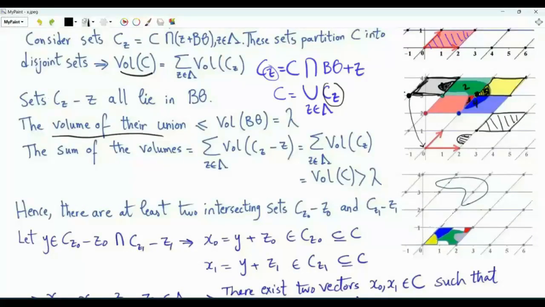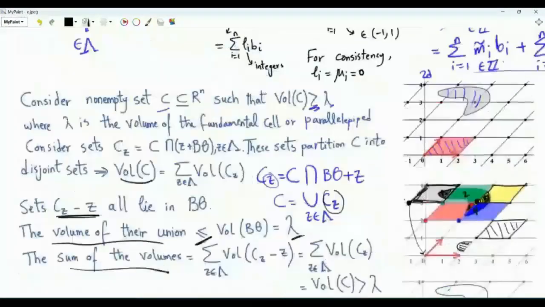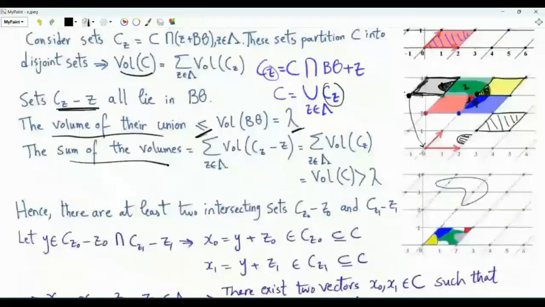The volume of the union of those sets CZ minus Z is less than or equal to lambda. Now they are translated and they are contained within the fundamental cell. But the sum of their volumes is the volume of C, our original set. And here we are studying a non-empty subset of Rn with a volume that is strictly greater than lambda. We have 2 points now. The first is that the sum of the volumes is strictly greater than lambda, but at the same time, the volume of the union is less than or equal to lambda. Then we must have intersection. To be exact, there are at least 2 intersecting sets.